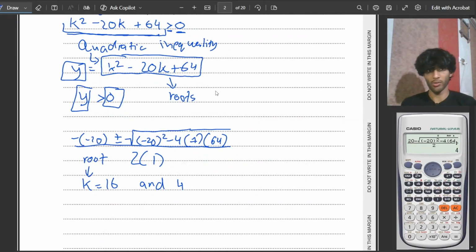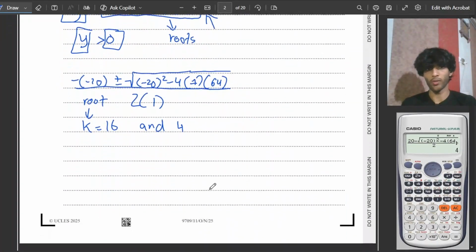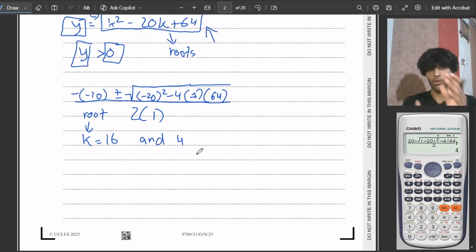Okay, this was a quadratic equation. I basically solved it using the quadratic formula, which means I found the roots of the equation. So why did I even find this? Remember, I was trying to plot out the graph. Why am I trying to plot out the graph? All of this is going to make sense in just 1 second.